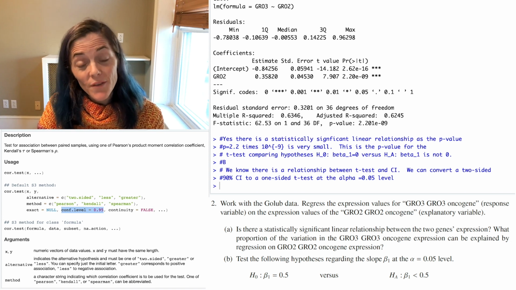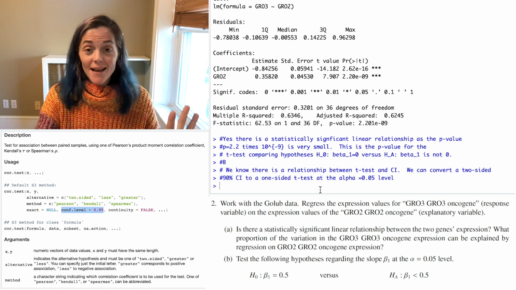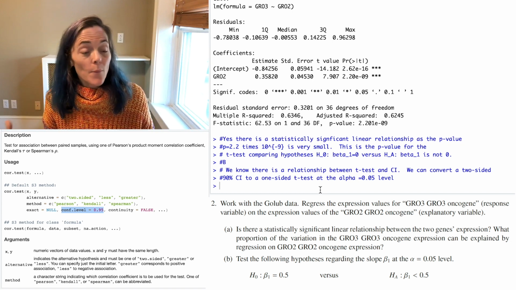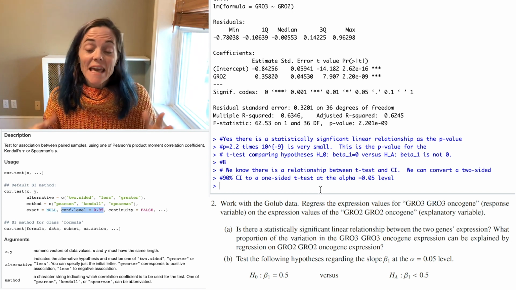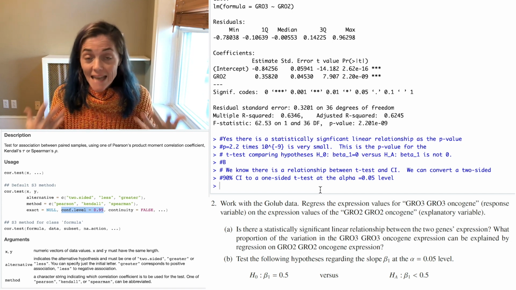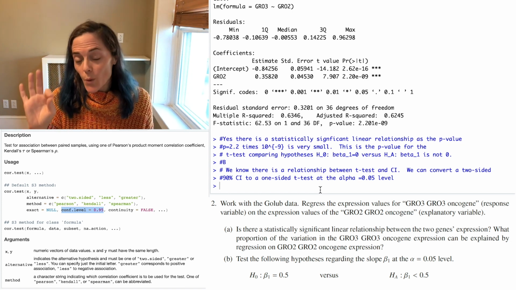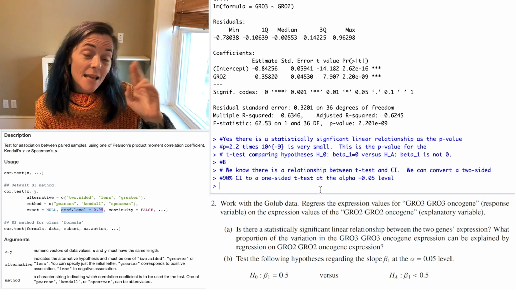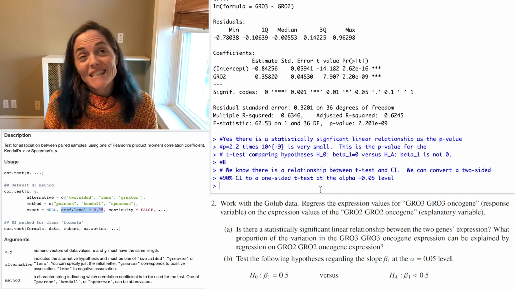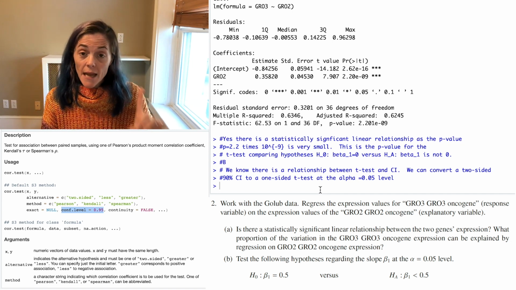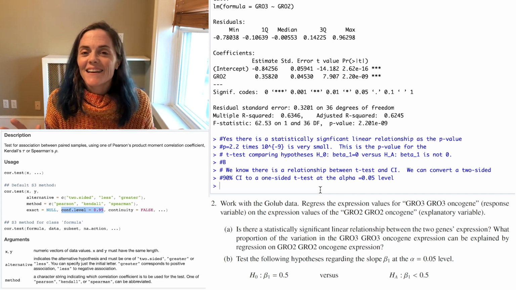What we need to observe here is that we know there's a relationship between a t-test and a confidence interval. And we know how to make confidence intervals for this regression model. So we can convert a two-sided 90% confidence interval to a one-sided t-test at the alpha is 0.05 level. You notice in B, this is a one-sided t-test. The reason is because for a two-sided confidence interval, at the 90%, we have 0.05 and 0.05 on each side.